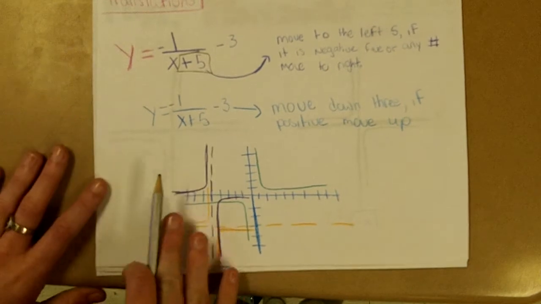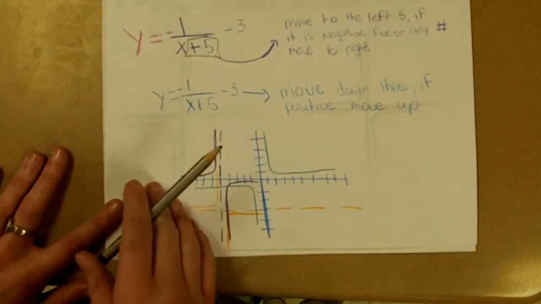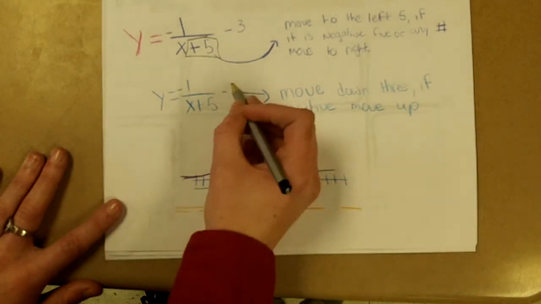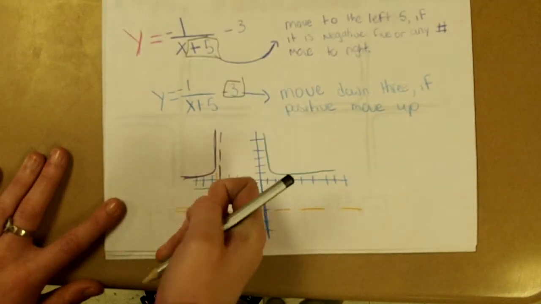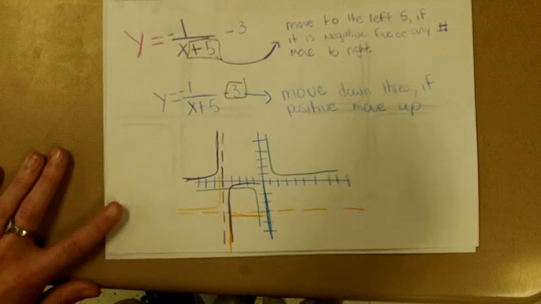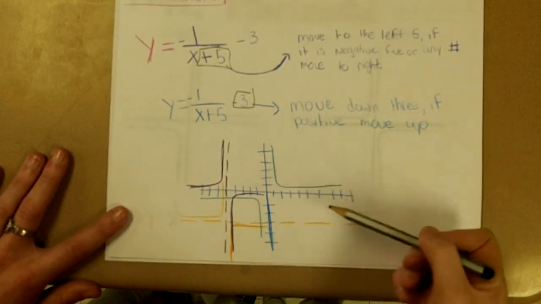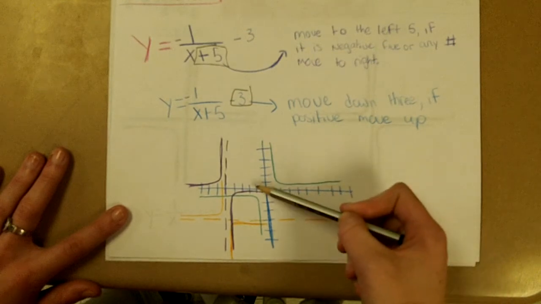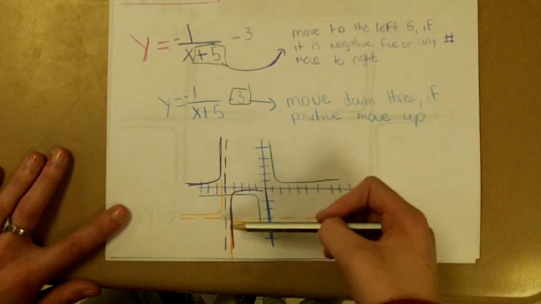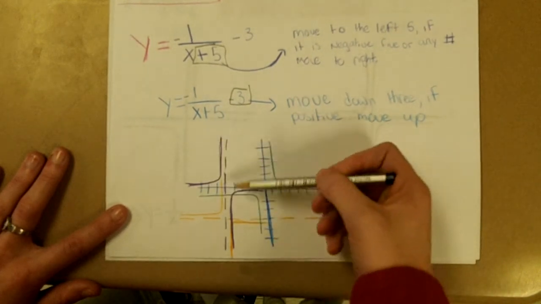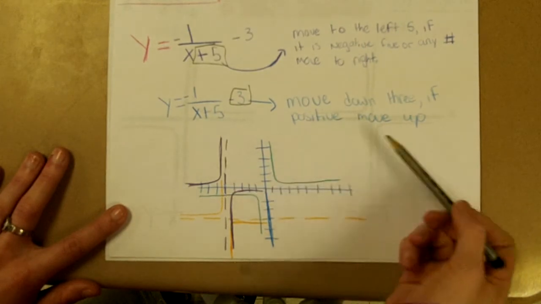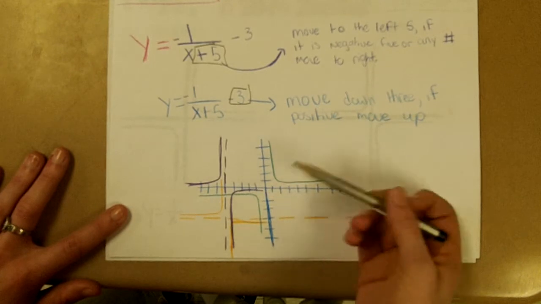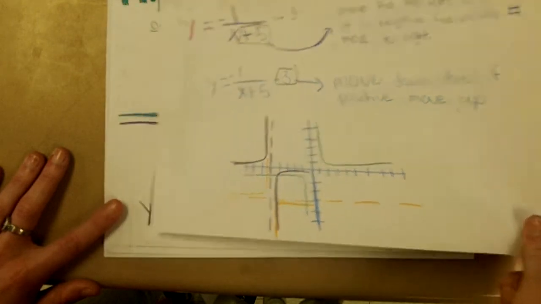So for moving down and up, you would do y equals negative 1 over x plus 5 minus 3. So if it's minus 3, it moves down. As you see here in this graph, this teal graph is the original graph, and then this purple graph is moving it to the left 5. And then moving it down to the orange is what your final answer would be.